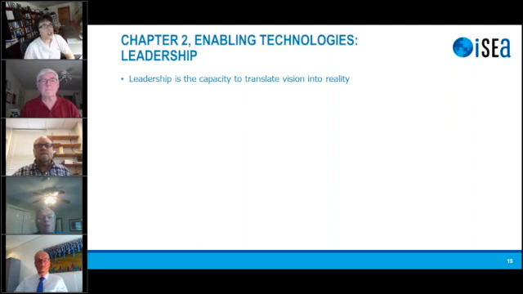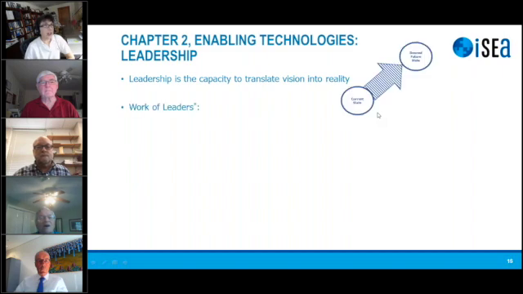We address these 3 enabling technologies in chapter 2. The first that we address is leadership, where we define leadership as the capacity to translate vision into reality. And that the work of leaders is threefold.